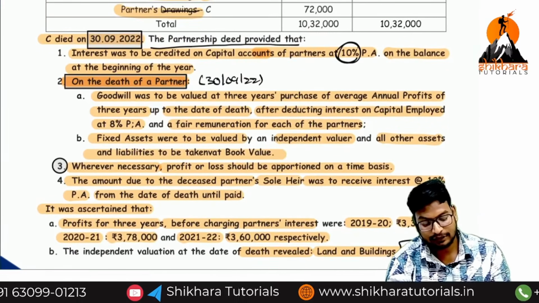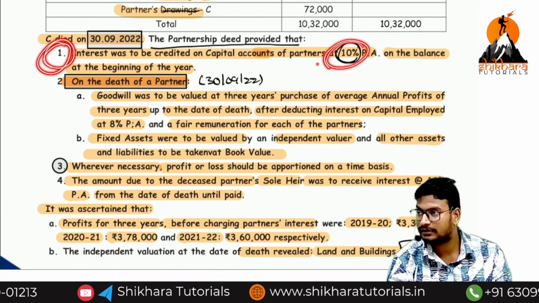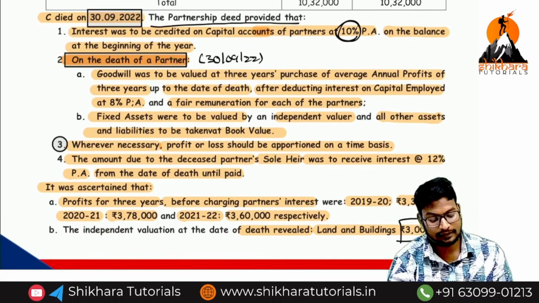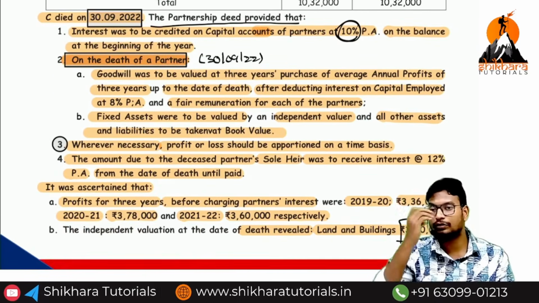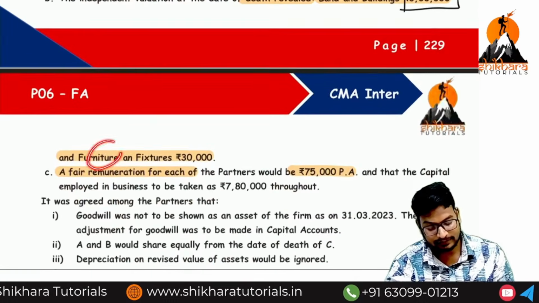What is the first point they have given, amma? Interest on capital, how much? 10% is on the death of the partner. So what are they doing, amma? There are changes in 2 things. What are the 2 things? Land and buildings and furniture and fixtures.